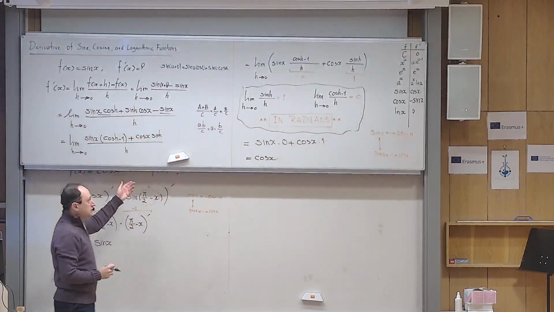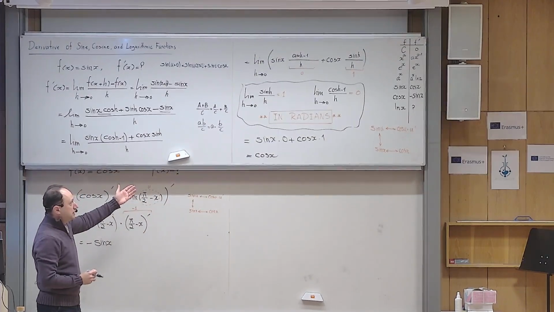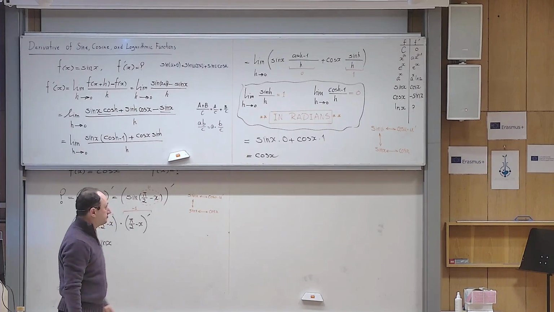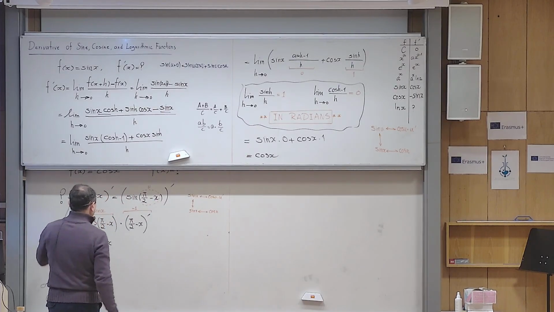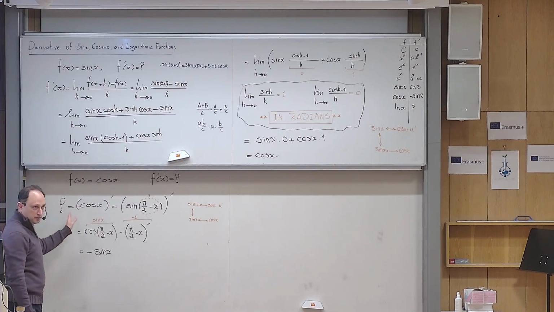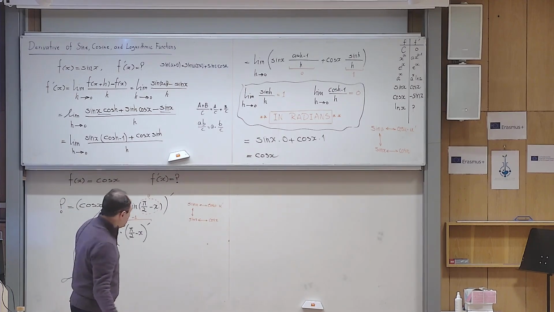Okay, so we learned simple formulas. The derivative of sine is cosine. The derivative of cosine is minus sine. Before continuing, let us solve some problems. I start with a very simple example.